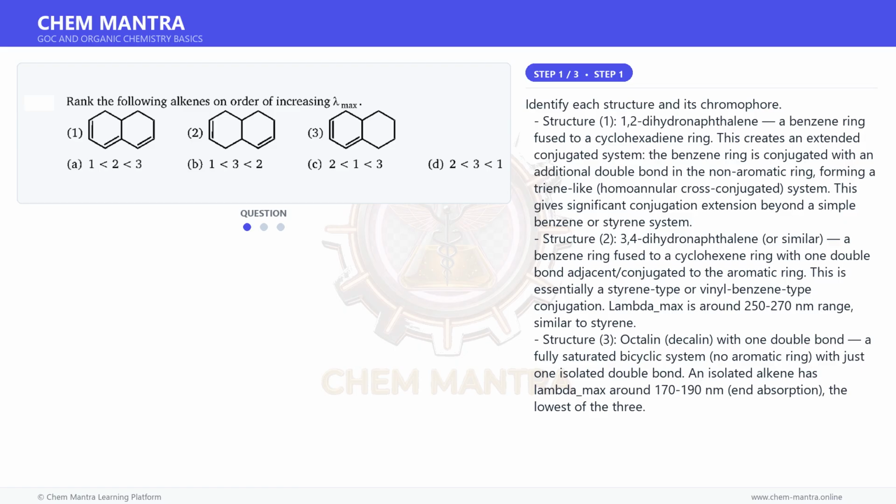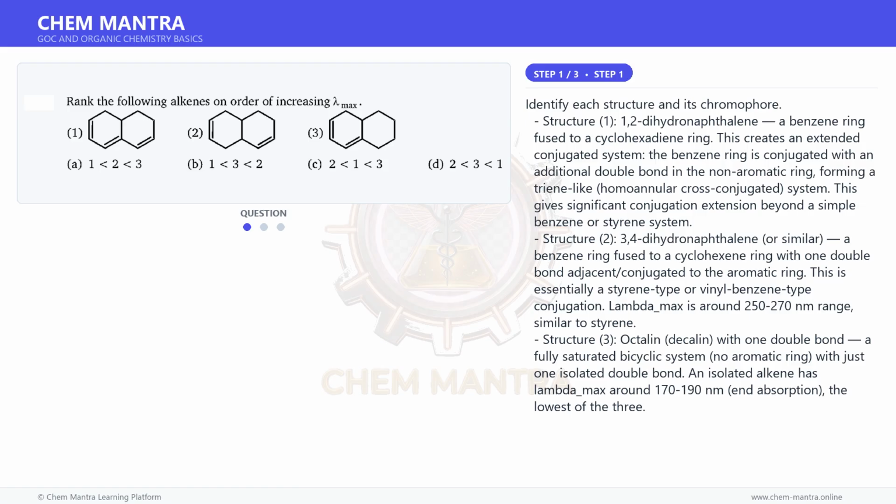Structure 2: 2,3,4-dihydronaphthalene, or similar, a benzene ring fused to a cyclohexene ring with one double bond conjugated to the aromatic ring. This is essentially a styrene-type or vinylbenzene-type conjugation. Lambda_max is around 250 to 270 nanometers, similar to styrene.